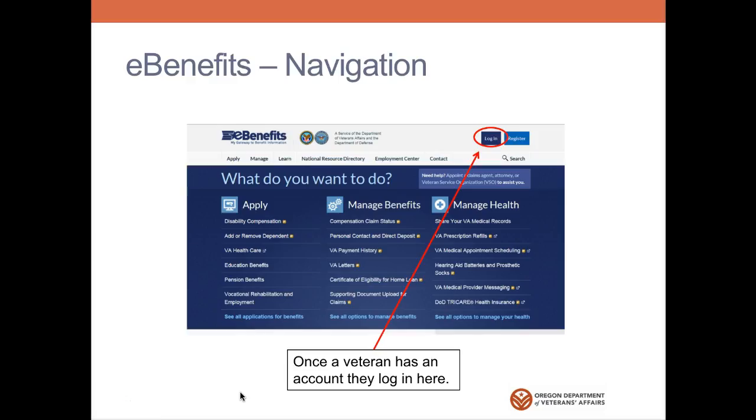Now, once a veteran has an account, they have to log in. And here's what they'll see on the screen. And here's where they'll see their login. As you note, right up here.